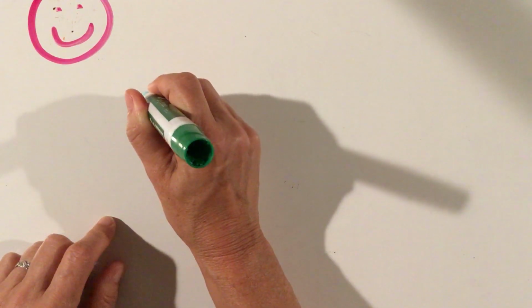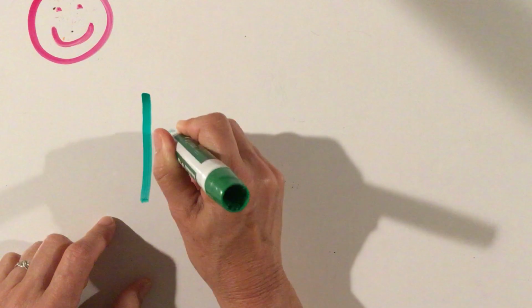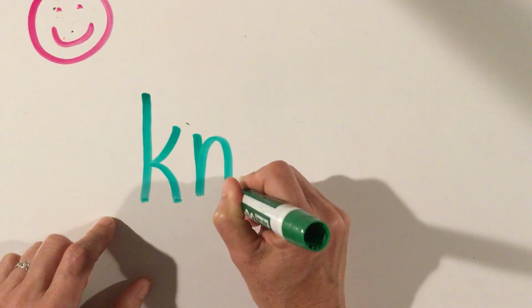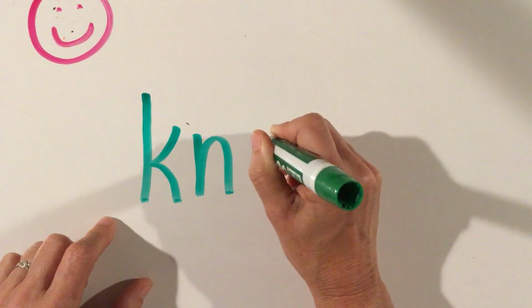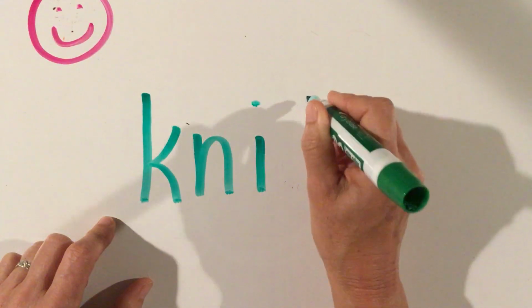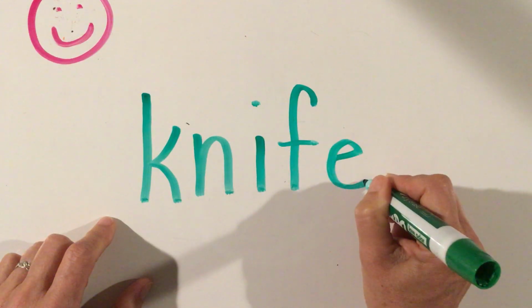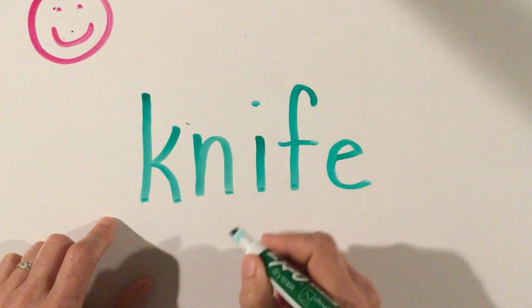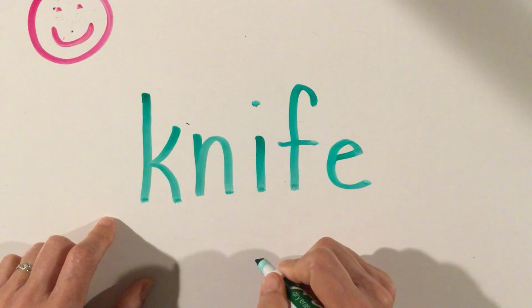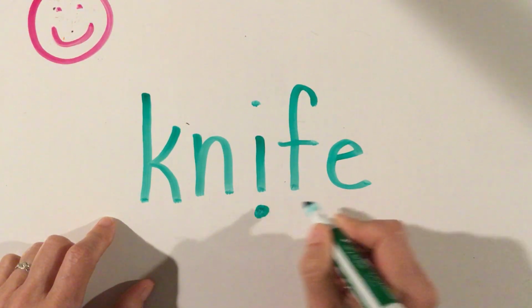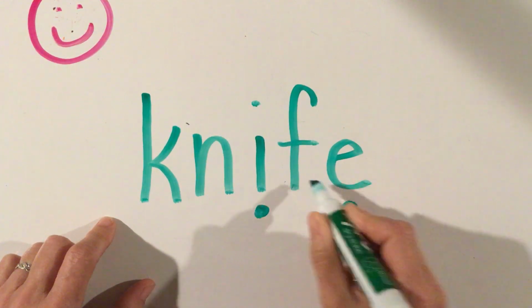So get ready to write with me. K, N, I, F, E. Uh-oh. Got to pay attention to our vowels. Where do our vowels go? That's right. Mark the I and mark the E.